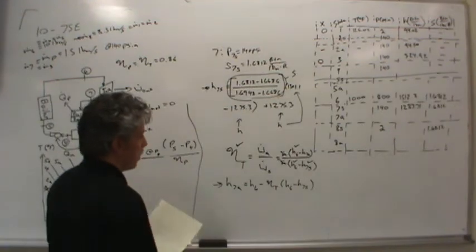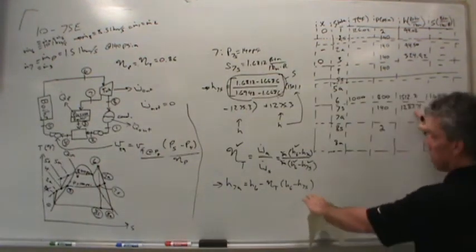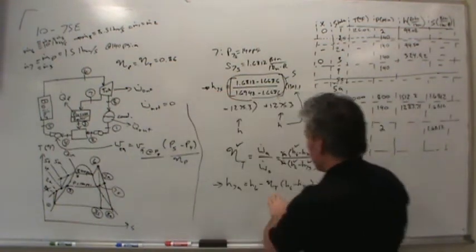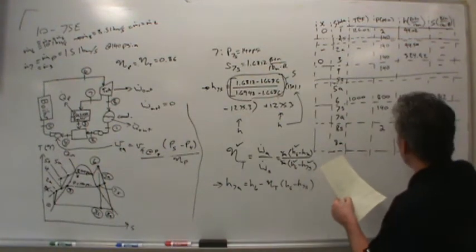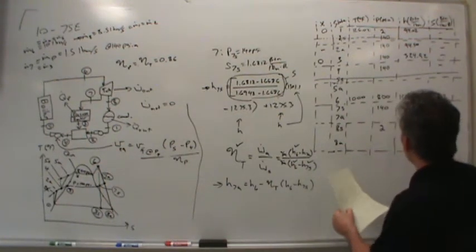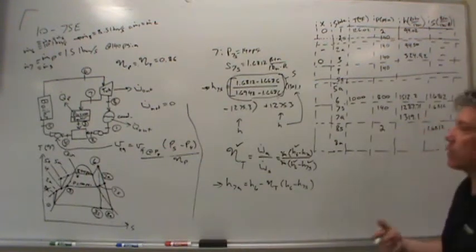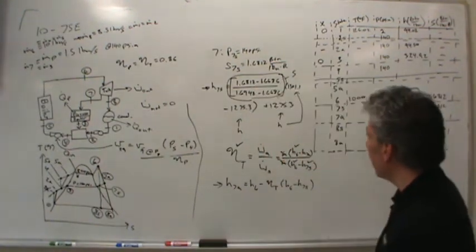Now, you know H6, it's right here. You know H7S, it's right here. You know the isentropic efficiency, it's 86%. So you can calculate H7A. When you do that, it comes out to about 1319.1. And you see that these numbers came out exactly as I predicted. The actual enthalpy coming out of the turbine at state 7 is more than it should be. The turbine has not extracted as much energy from the fluid as we would like.